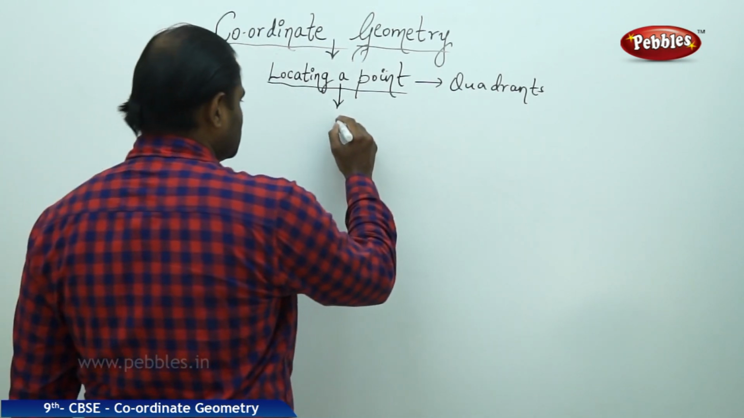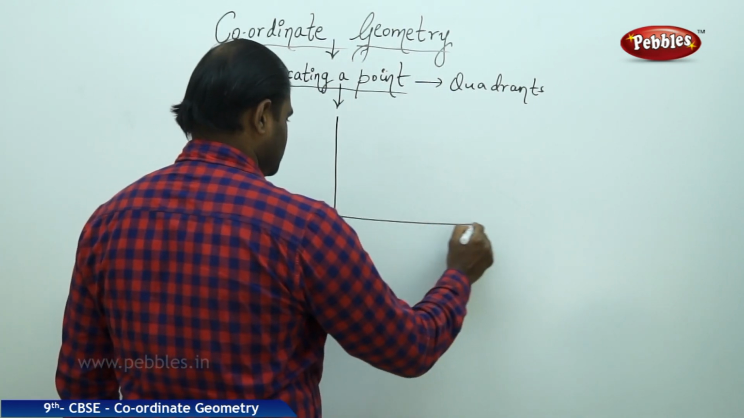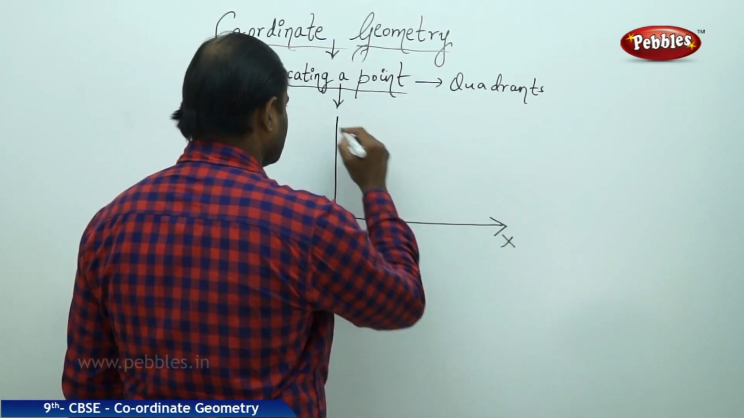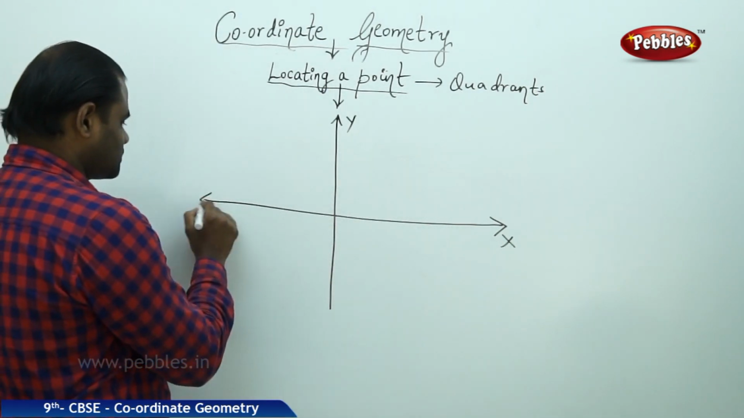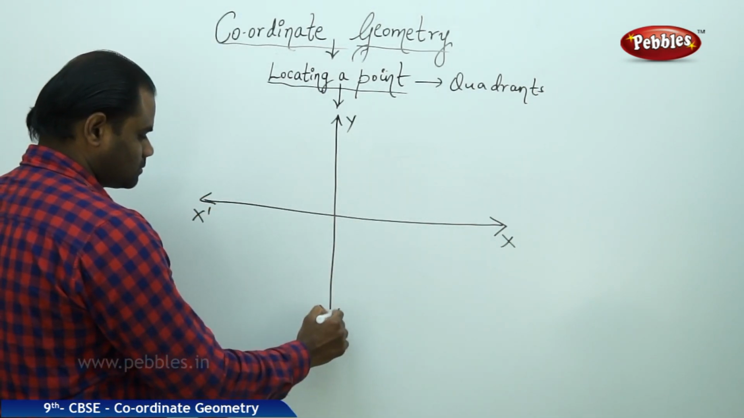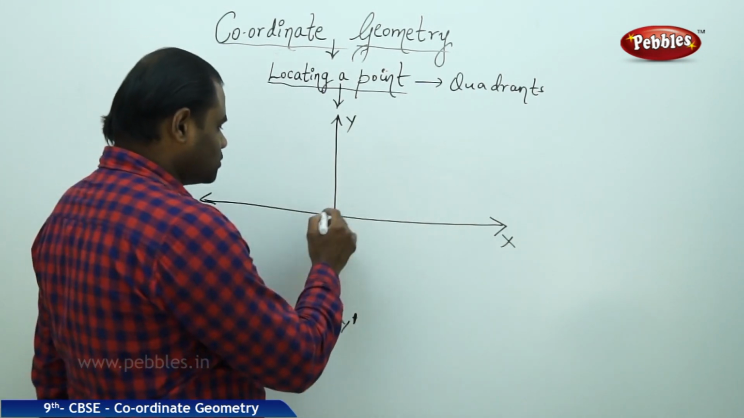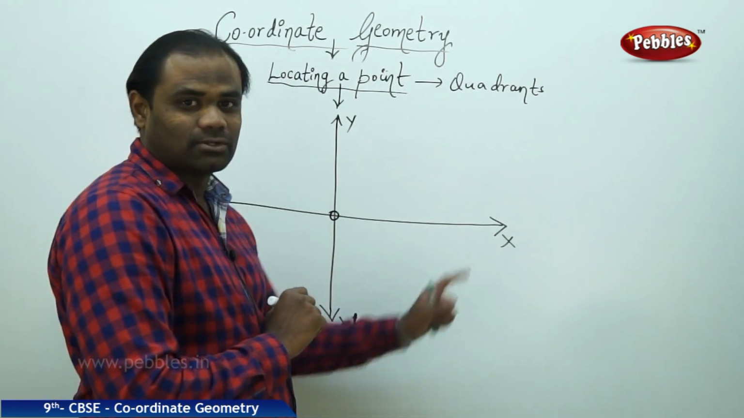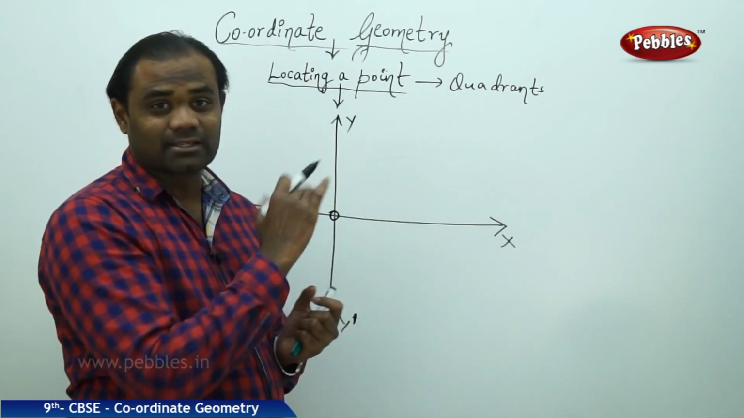Now when it comes to the x and y axis, and this, let's try to locate some points on the x and y axis, positively and negatively, on either side of the origin.